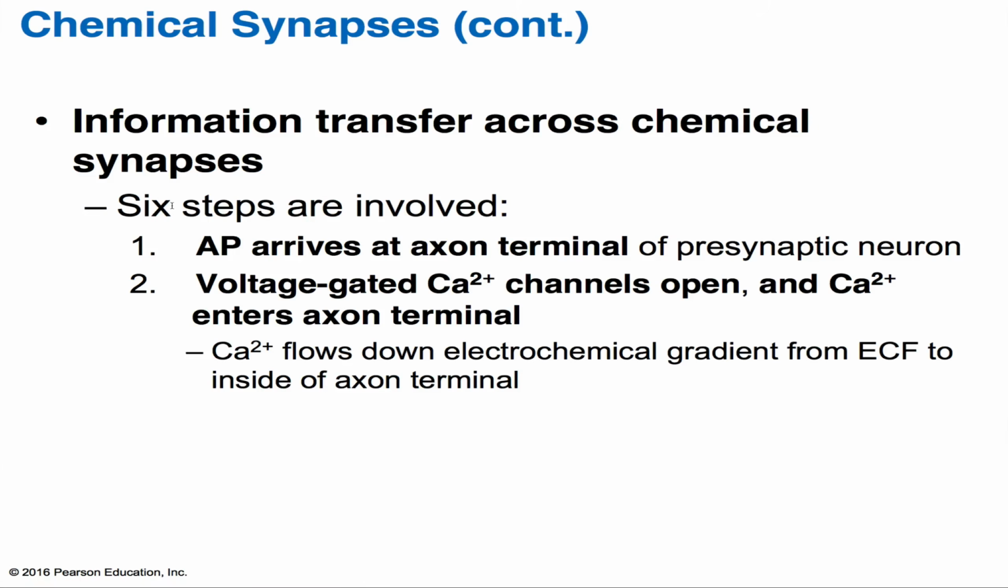Now let's take a look at the 6 steps that are involved in the information transfer across chemical synapses. And you guys may remember most of this from when we learned about the neuromuscular junction. In the first step, an action potential arrives at the axon terminal of the presynaptic neuron. Number 2, this opens the voltage-gated calcium channels, and you get an influx of calcium entering the axon terminal. Calcium flows down its electrochemical gradient from the extracellular fluid into the inside of the axon terminal.